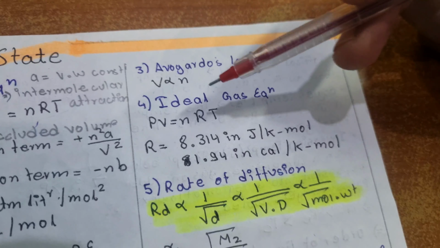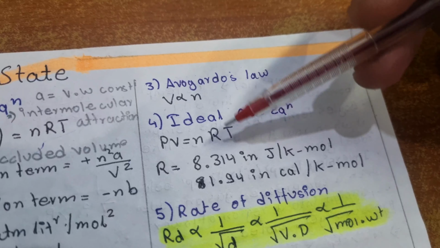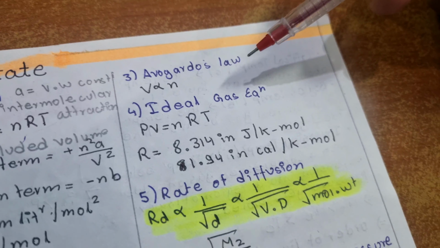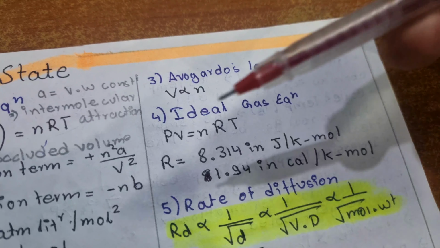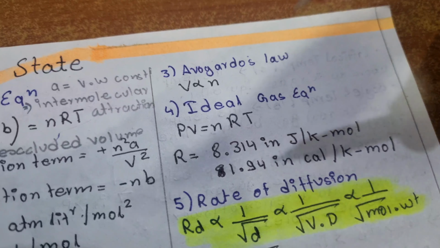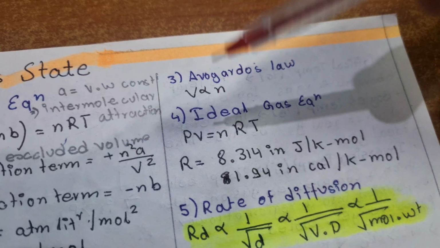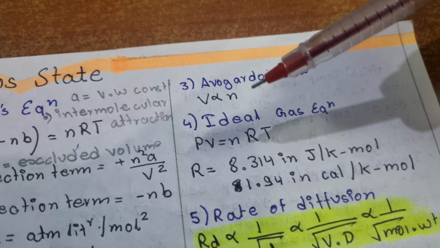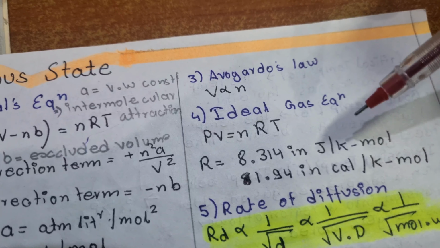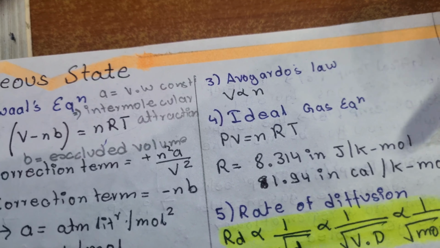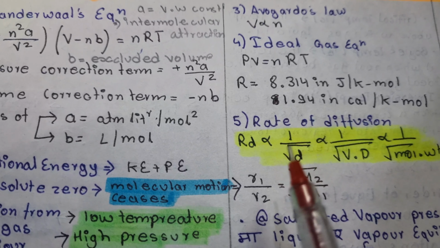Avogadro's law, which we studied in the 4th chapter, simply states that volume is directly proportional to the number of molecules during isothermal and isobaric condition. Now what is the ideal gas equation? That is nothing but PV equals nRT, where R is the universal gas constant, which has the value of 8.314 joule per Kelvin mole.